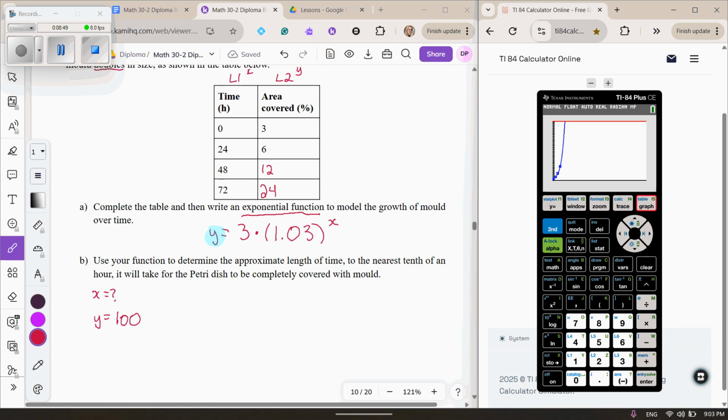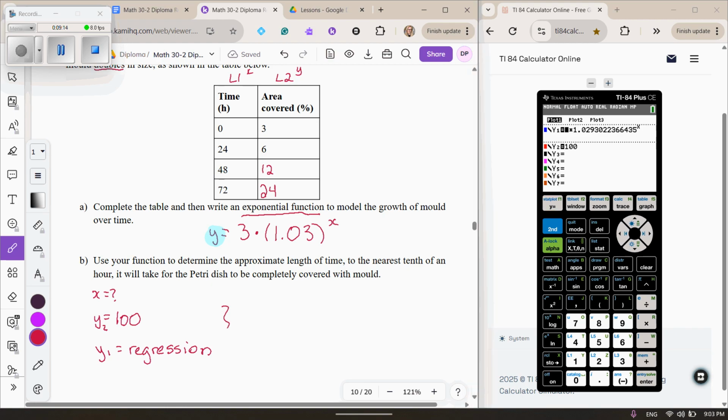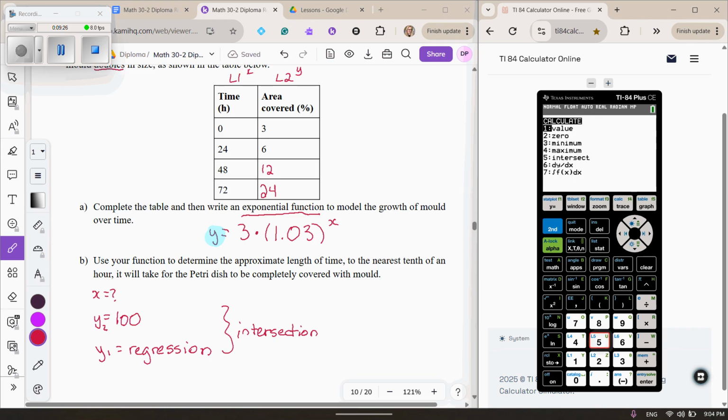So now I have y2 as 100, and I have y1 as my regression equation from above. So remember that for this, you do not want to use the rounded equation that you made in question A. You want to use the full version. So if you go to y equals, you see all those decimal places, that's what you want. Now you're going to find the intersection between those 2 points. So second calc, 5 for intersection, and then enter, enter, enter.